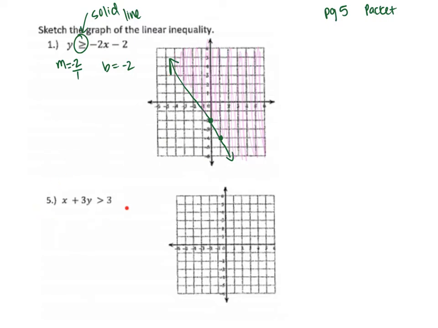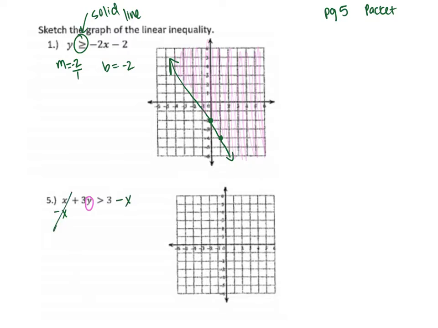Okay, now this one here, notice how the y is not by itself. The y is right here, right? So I need to try to get it by itself, so I'm going to move over the thing that's further away from y, which is the x, so I have to move that over.